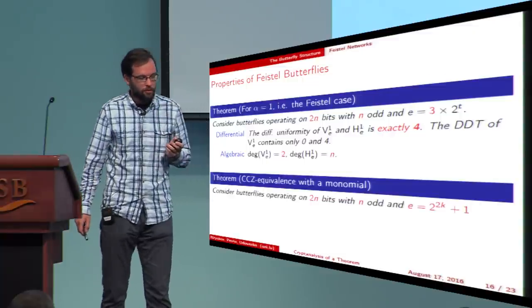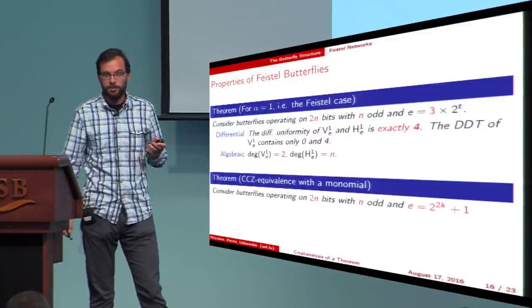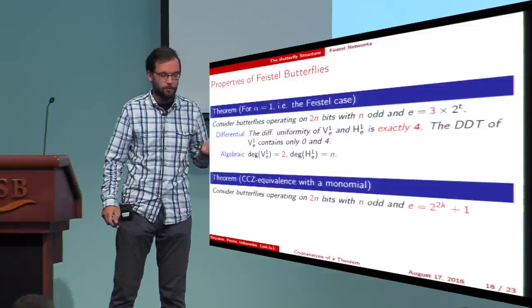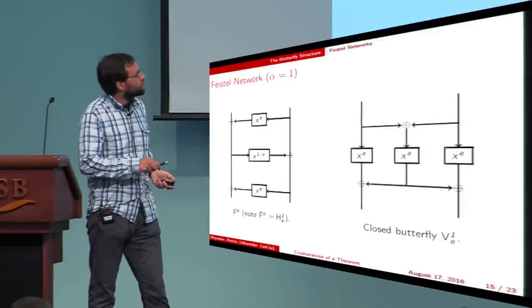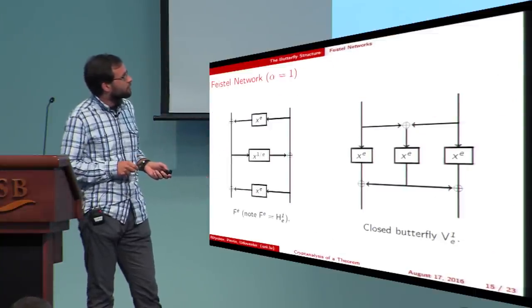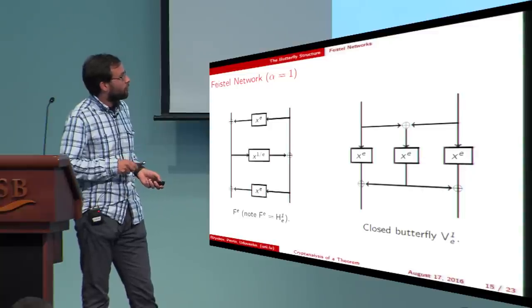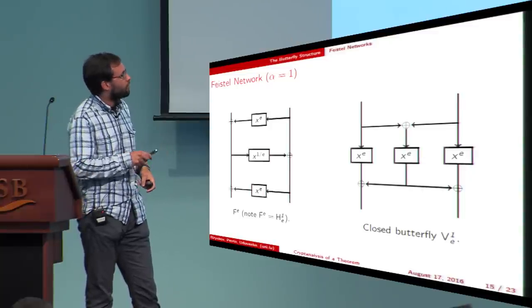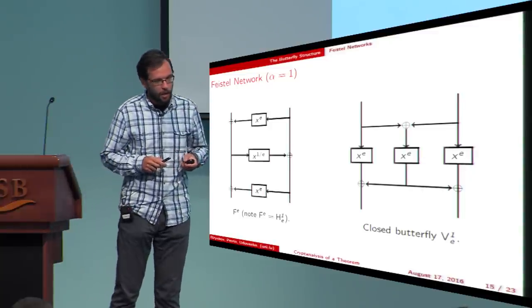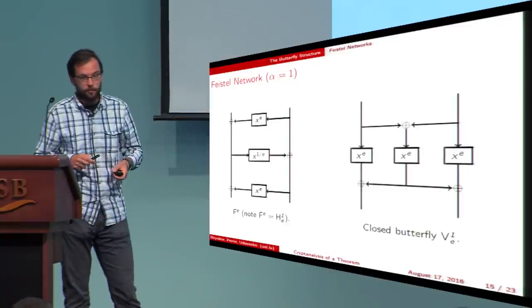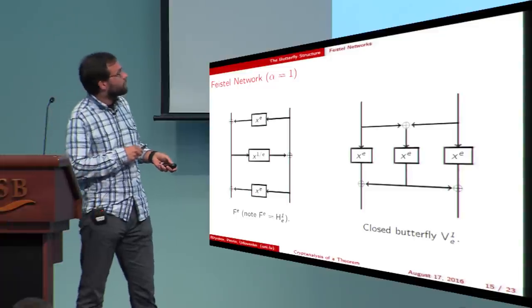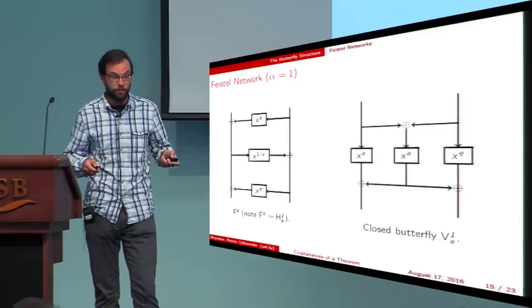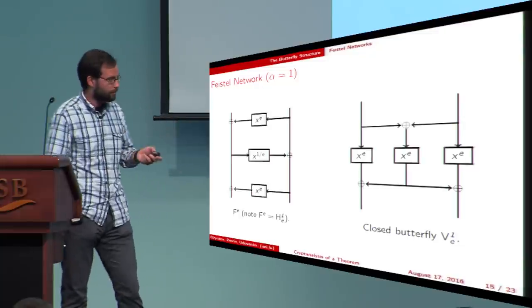Another interesting property is that for some exponents e, for example e equal to 5, the closed butterfly structure is actually affine equivalent to a monomial x to the power e in the large field. And since these two structures are CCZ equivalent, we deduce that this three-round Feistel network is CCZ equivalent to a monomial. It's quite interesting.